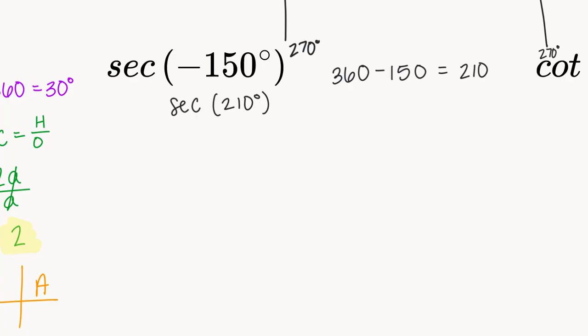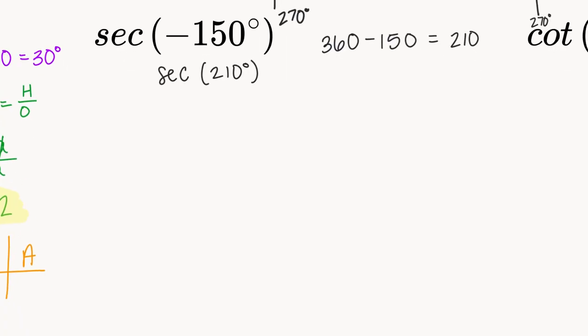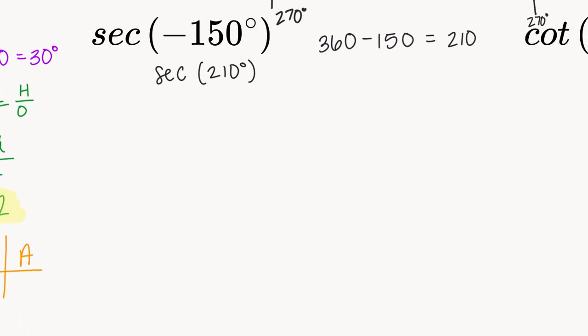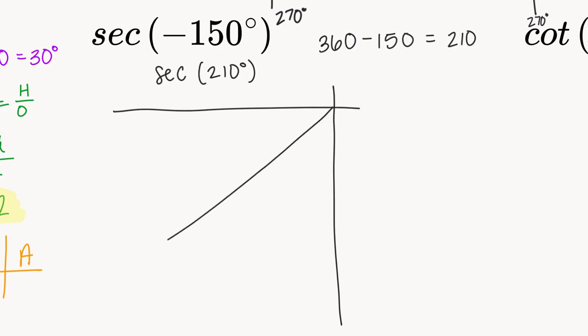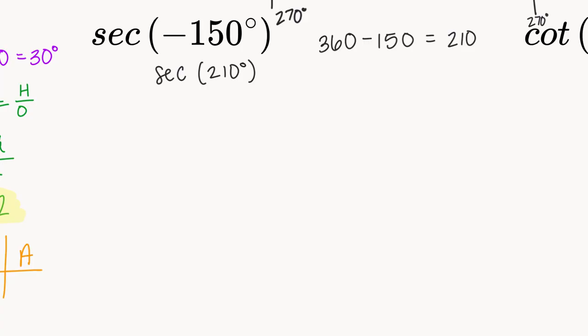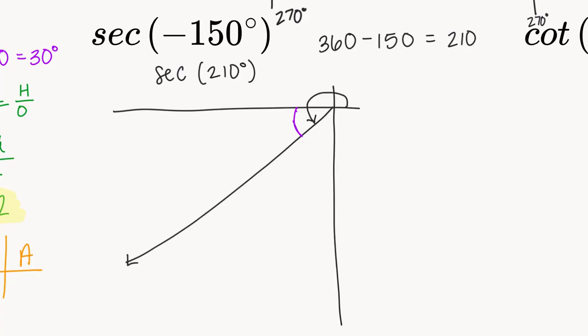And then I'm still doing the same process, okay? Make it positive, find the reference angle, and all of that fun stuff. So let's go ahead and try this one. 210, what quadrant would 210 fall in? Quadrant 3. So I'm going to make a rough sketch of my quadrant. This is where 210 is, and I have to find this angle.